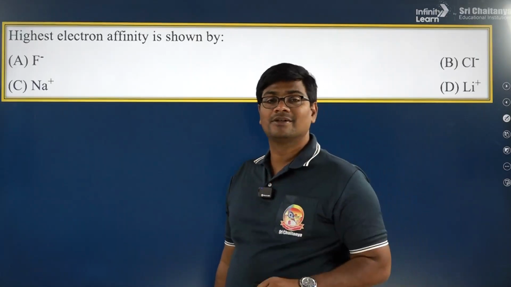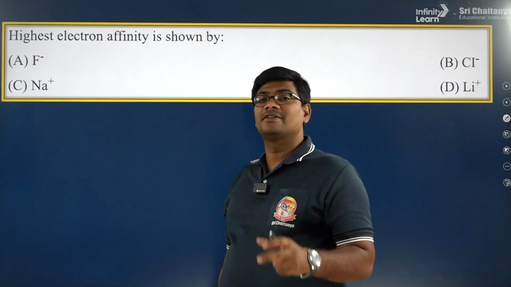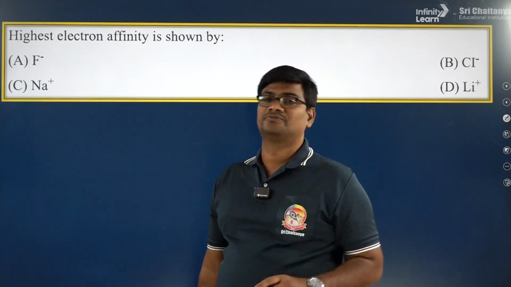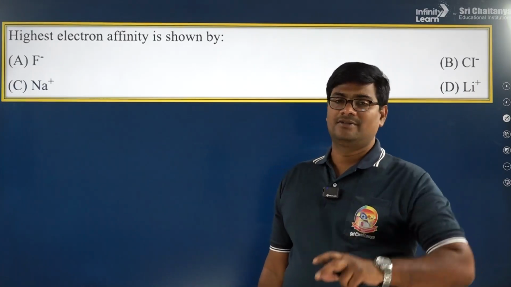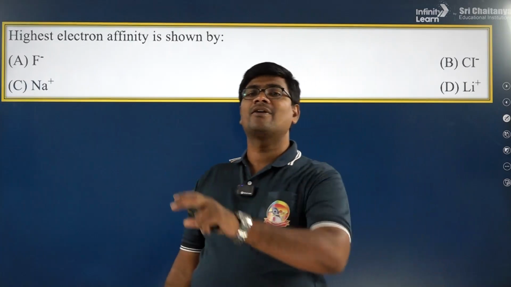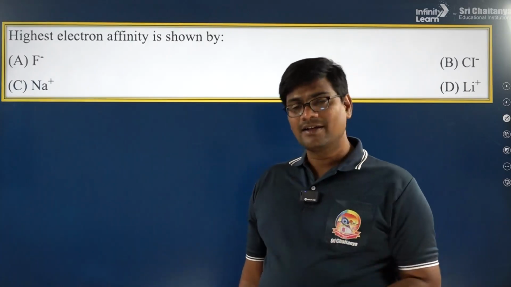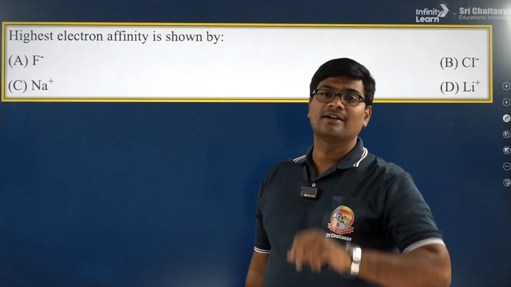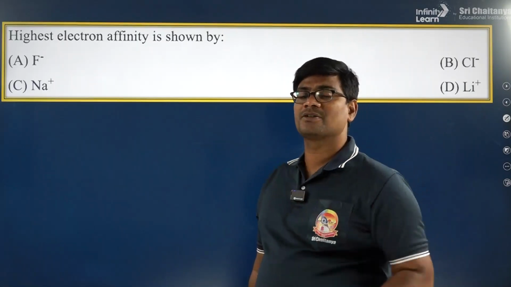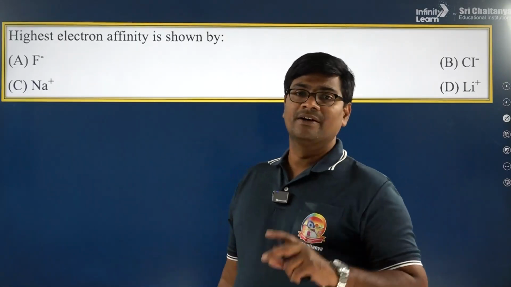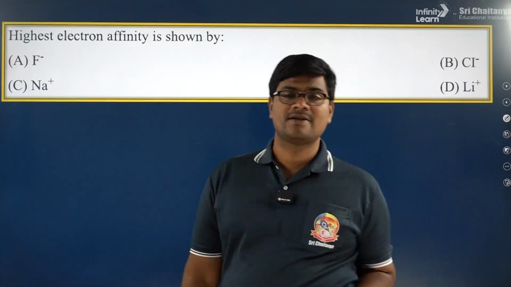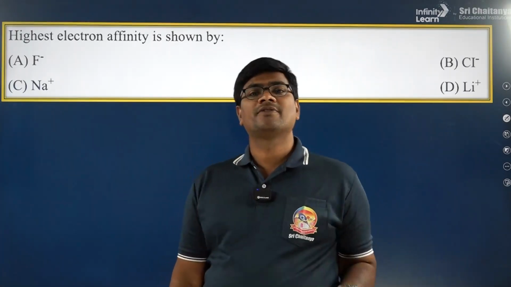So be careful. Here electron affinity is the tendency to attract an electron. It is calculated in the form of an energy value. We know that. So here cations have higher electron affinity than anions. Anions do not have electron affinity. They don't want to gain the electron. So eliminate option A and option B. F minus and Cl minus we need to eliminate. Then among the two cations, which has more electron affinity?